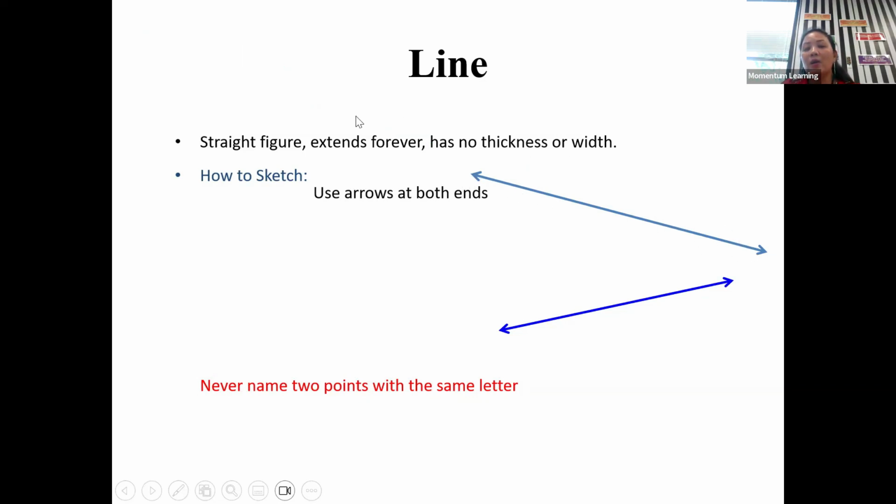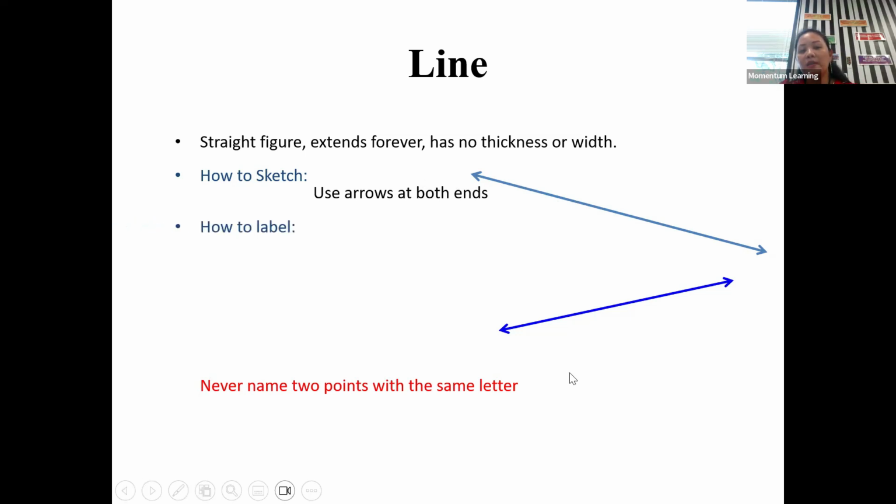And according to the definition, again, we always hold on to the definition. It says it extends infinitely in both directions. It extends forever, and it has no thickness. So don't ask how thick the line is. There's no thickness involved. You just draw a line, and if you have an arrowhead on both sides, that's basically a representation of a line. And it says right here, never name 2 points with the same letter.